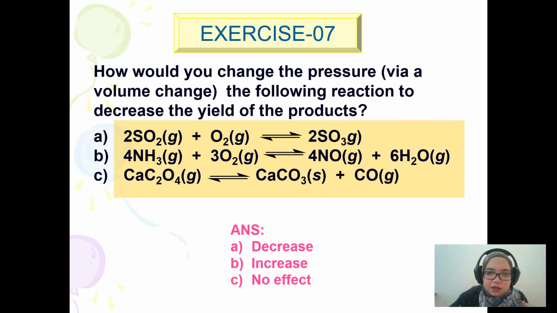Okay, here as well. How would you change the pressure via a volume change for the following reaction to decrease the yield of the product? Because now the objective is to decrease the product. So if we want to decrease the product, we need to shift the reaction to the left, so that it will consume product to form more reactant. So that will decrease the yield of product.